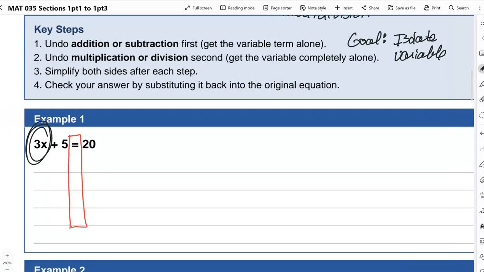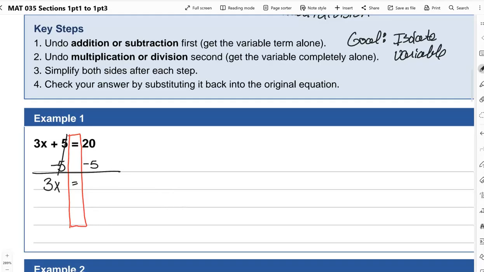I'm trying to get this 3x by itself, and to do that, I've got to undo this. That's going to get the 3x by itself, and then I can focus on getting the x by itself. To peel off this layer, I've got to do the opposite. It's added, so the opposite is subtract. Now I have positive 5 minus 5, which zeroes out. On the left, I just have 3 times x left. On the right, 20 minus 5 is 15.